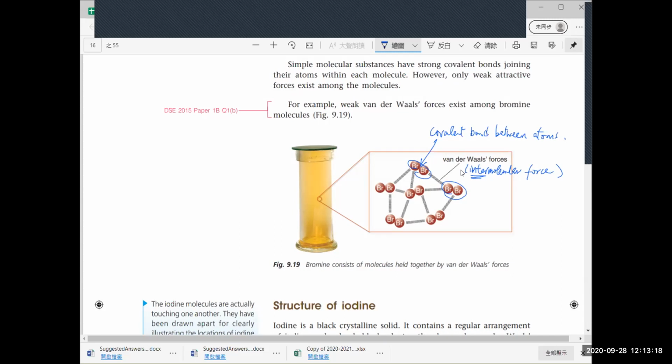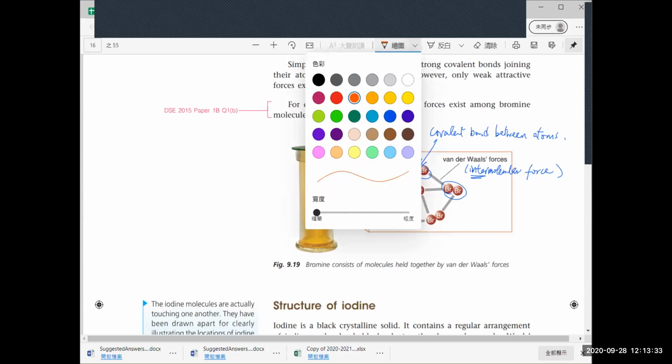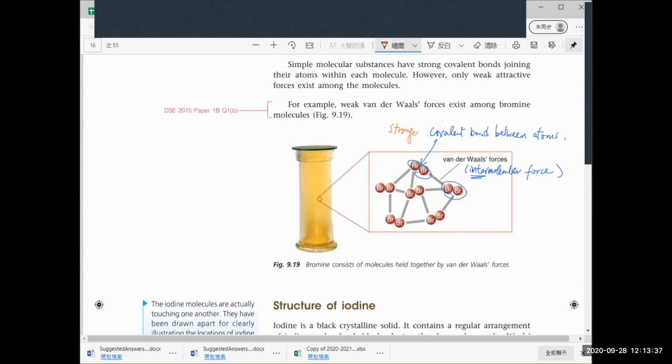Which one is stronger? Which one is weaker? And tell me your understanding or reason. Lê Bùi Hằng. Covalent bond is stronger. Why do you think that is the stronger bond? From the diagram, any hint that you know it is a stronger bond? The atoms in the molecules are closer, but the distance between the molecules is longer, right? Yes, that's right.